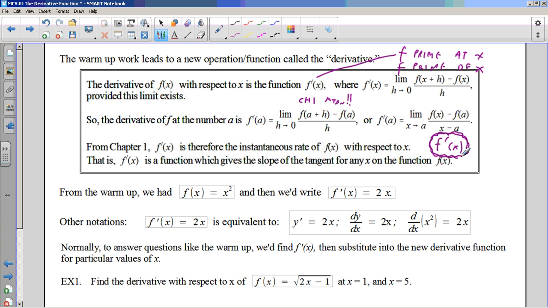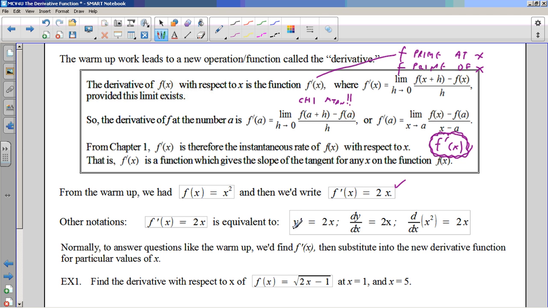From the warm-up, we had f at x equals x squared. Then we'd write this f prime at x equals 2x. This was the original function, and then we did our instantaneous rate of change formula, and the h pops out and we cancel it and we get this. That's the derivative. Other notations. So f prime at x is probably the one I'll use most commonly, but we do use this sometimes where it's y prime at x.